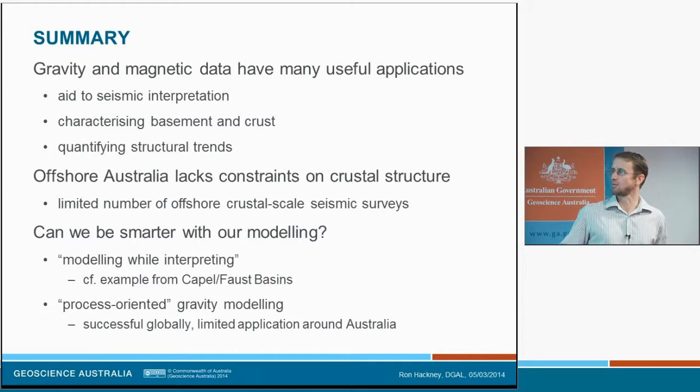I'd like to leave you with the argument that the offshore parts of Australia really lack constraints on crustal structure. And if we want to be really good at doing more about the crustal structure and how that relates to all these basin processes, we could really be looking to go out there and get more of this kind of data. Then the last question is, can we be smarter with our modelling? And I think we can. This modelling-while-interpreting approach that I showed you from Peter Petkovic, I think was quite successful in the Capel and Faust Basin and gives us some extra handle on the uncertainty associated with some of those key parameters related to petroleum systems. And this process-oriented gravity modelling is applied quite successfully around the world, but there is perhaps some opportunity to apply it more around the Australian margin.